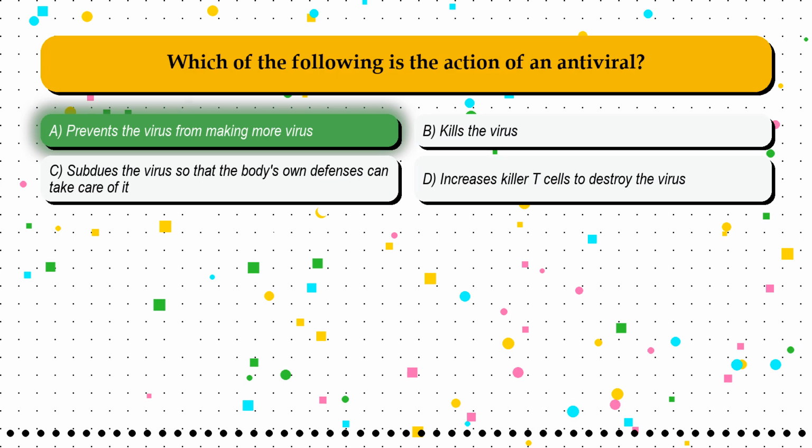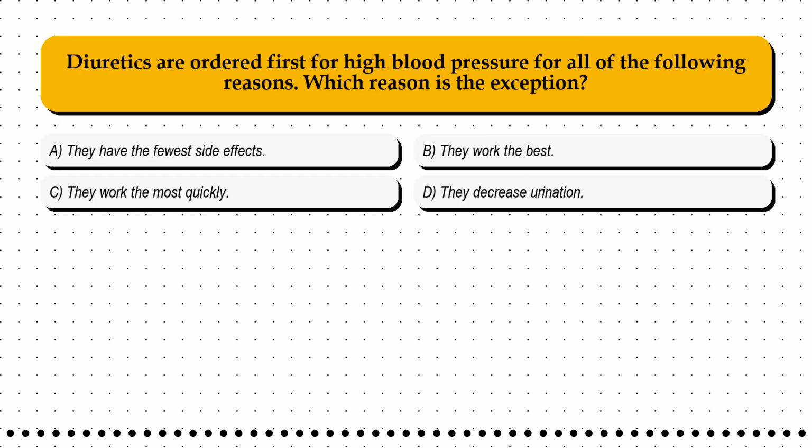The correct answer is option A, prevents the virus from making more virus. Question 28. Diuretics are ordered first for high blood pressure for all of the following reasons. Which reason is the exception? Option A, they have the fewest side effects. Option B, they work the best. Option C, they work the most quickly. Option D, they decrease urination.